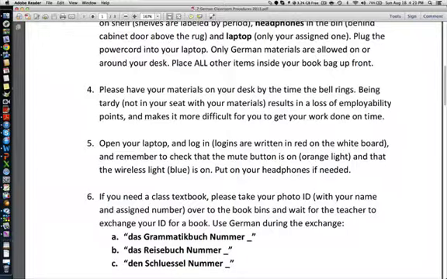Number 5, open your laptop and log in. Logins are written in red on the whiteboard, and remember to check that the mute button is on, it's the orange light, and that the wireless light, blue, is on. Put on your headphones if needed.